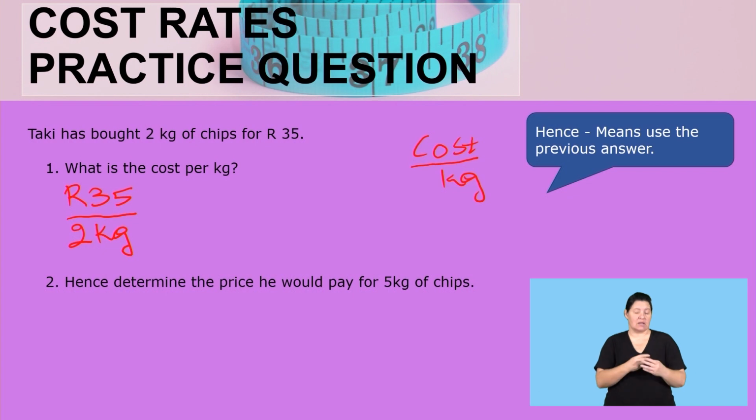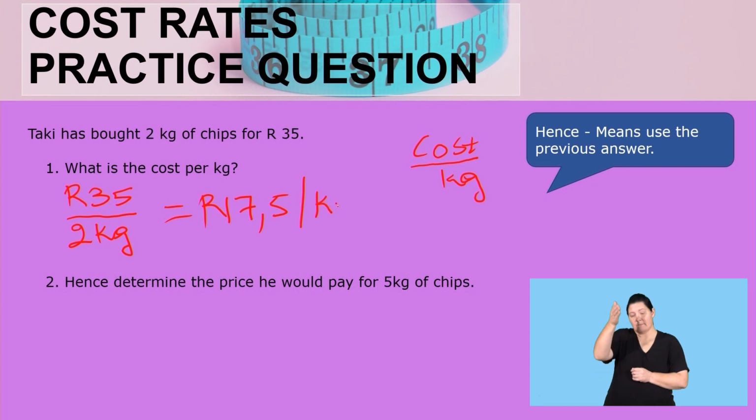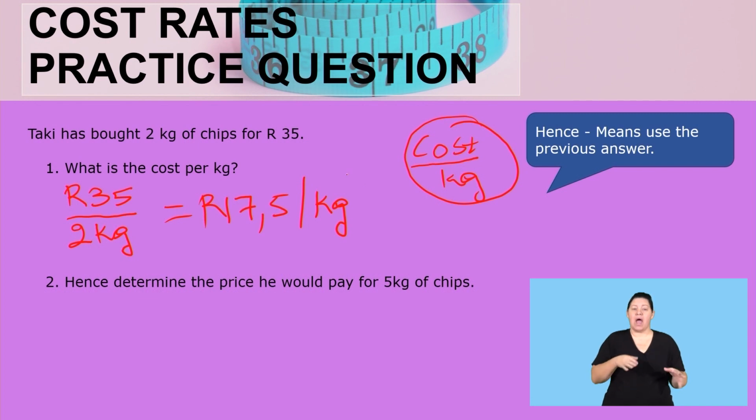As we divide, let us press the calculator together. We are having 35 rand divided by 2. I hope you have your answer. The answer I'm getting is 17 rand 5 per kilogram. I want you to take note that I said at the beginning that per means divide by. So this per can as well be expressed as this line that I've just indicated, so that you can see that it's a comparison of one value to another, which is the comparison of the cost of the chips to the weight of the cheese.